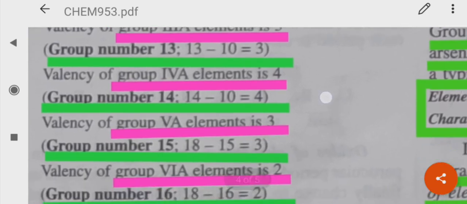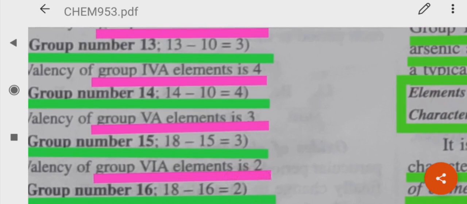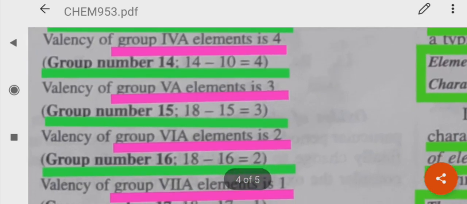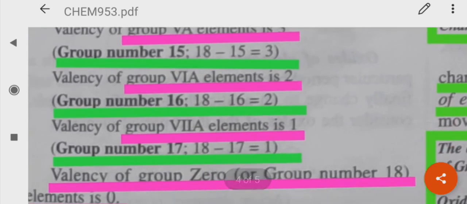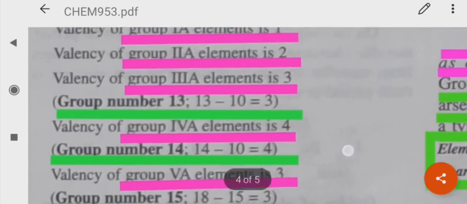Or we can do one more thing. Group number 4A, according to the latest notation, is group 14. So, what do we get? 14 minus 10 is 4. Similarly, the valency of group 5A elements is 3. Why? Because what is the group number? It is 15. So 18 minus 15 is 3. 6A elements, it is 2. Why? 18 minus 16 is 2. 7A elements, it is 1. How? 18 minus 17 is equal to 1.